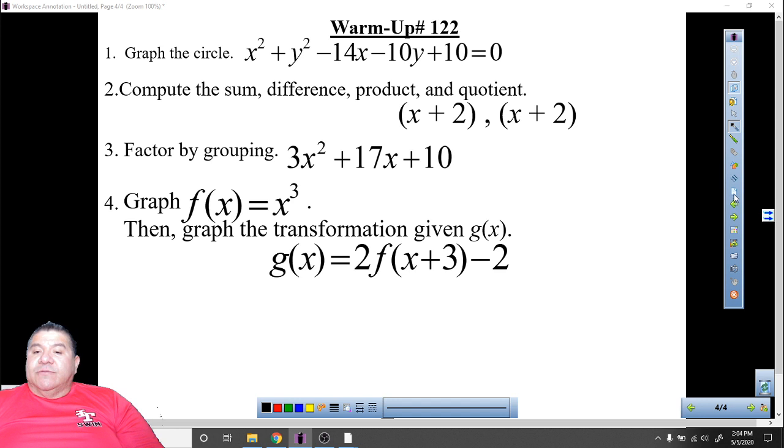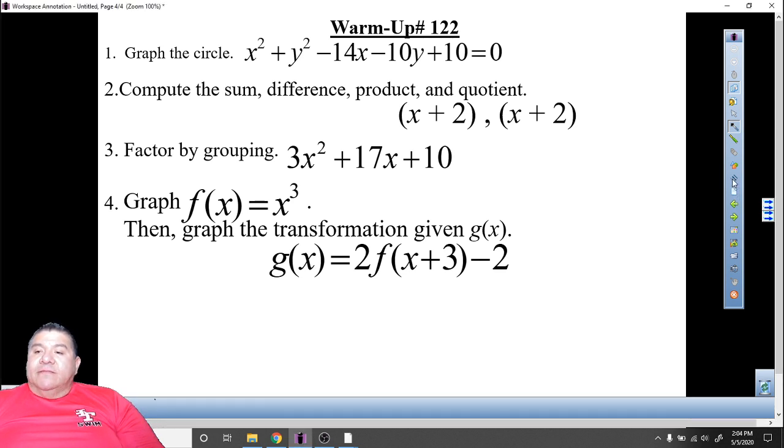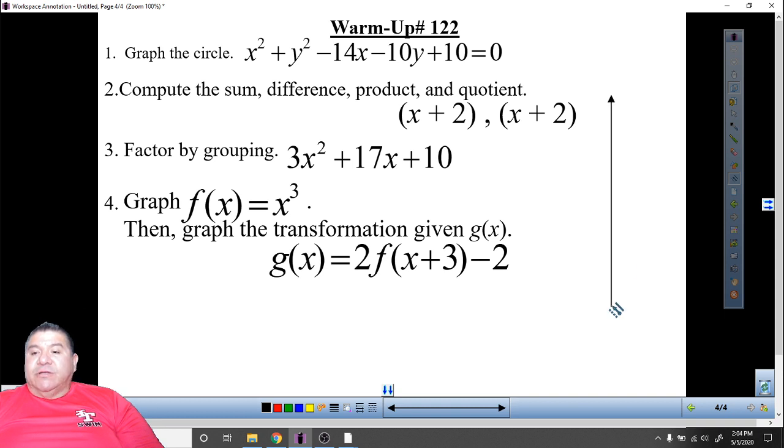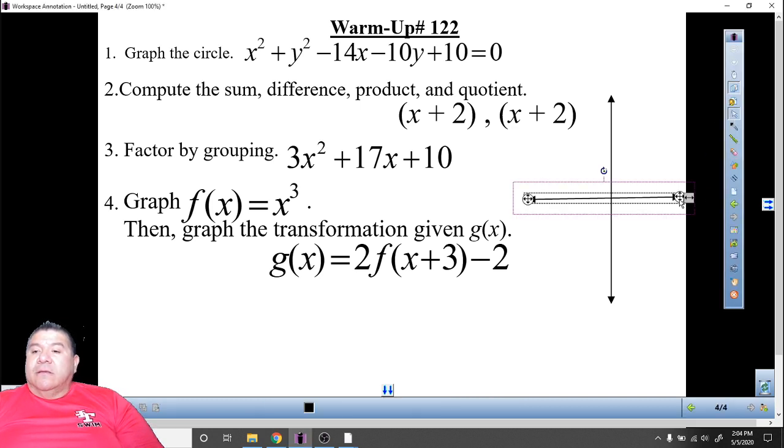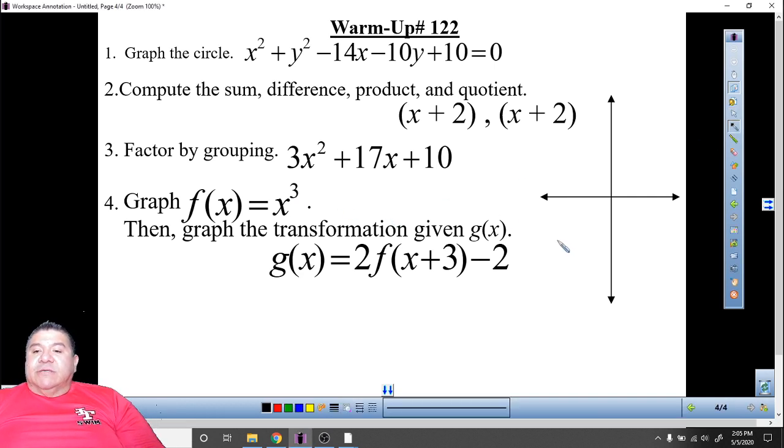All right, last but not least, graph f of x equals x cubed. So let me do that. And this is just a review so that you guys can remember about the transformations and what each piece does, and especially since you did that home play over the weekend, right? All right, so here we go. F of x equals x cubed.